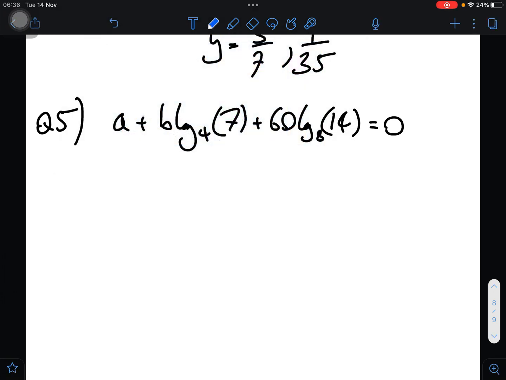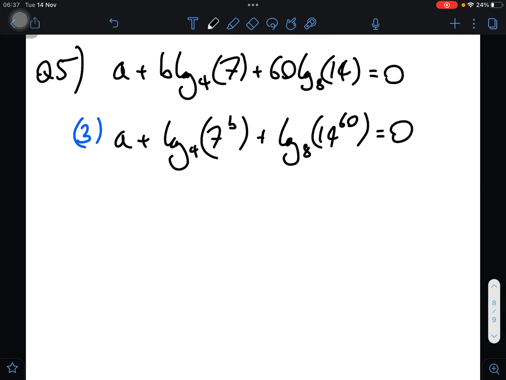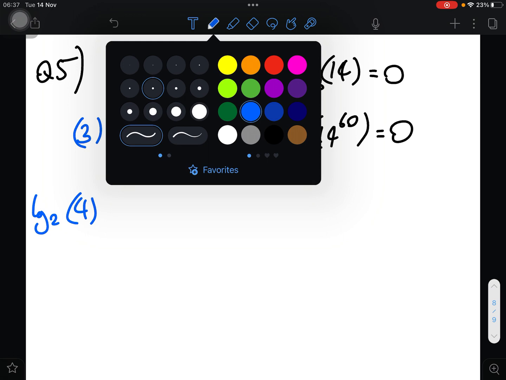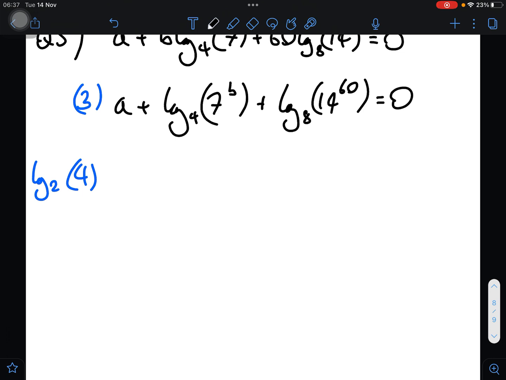But the first thing we need to do before we can change our bases is get rid of these numbers in front. And we do that using our power rule, which is rule 3. So if we use rule 3, we'd get a plus log 4 of 7b plus log 8 of 14 to the 60 equals 0. Now let's use our change of bases, which is rule 4. And we're going to do it with log 2. I'm going to show you also how to do it with ln or with whatever you want to do it with. But let's do log 2 first.